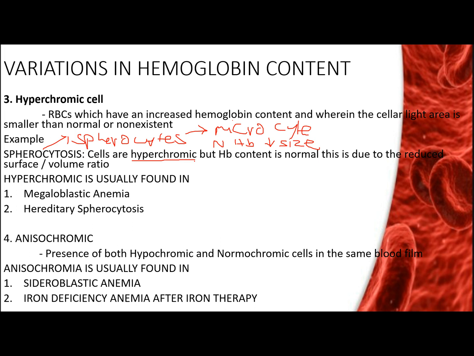Then we have the so-called anisochromic. Now, when you say anisochromic, presence of both hypochromic and normochromic cells in the same blood film. Now, anisochromia is usually found in sideroblastic anemia and iron deficiency anemia after iron therapy. So kapag sinabi mong anisochromic class, you have the presence of both hypochromic and normochromic cells in the same blood film, seen in sideroblastic anemia, iron deficiency anemia, and even after iron therapy.